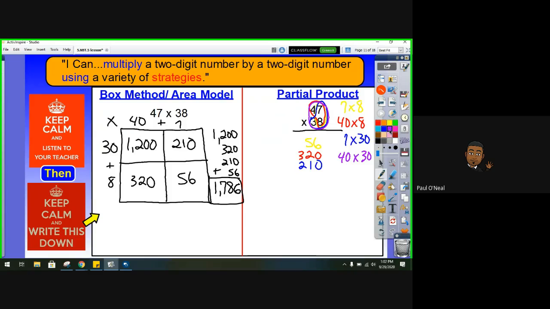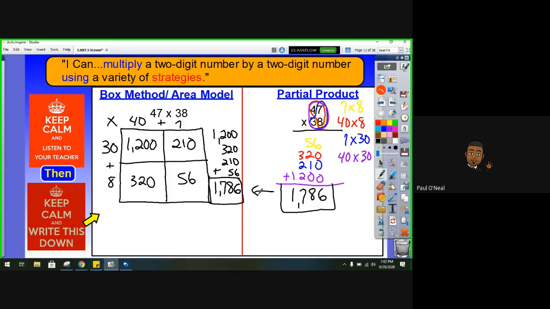And finally, 40 times 30, there are 2 zeros, so I can put that in. 4 times 3 is 12. Add that up. Okay, so I get 6 there. We get 6. 5 plus 2 is 7, plus 1 is 8. 3 plus 2 plus 2 is 7, comma, 1 plus nothing, of course, is that. So we get 1,786, and that, of course, is the same thing.